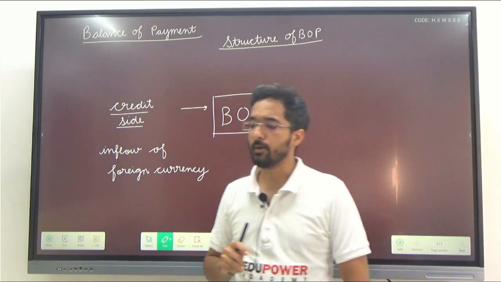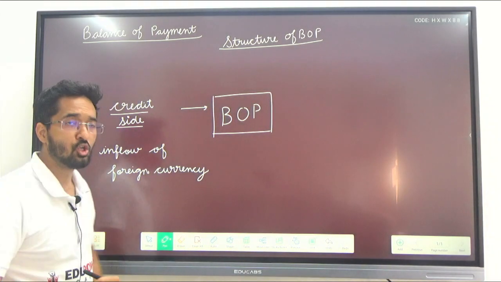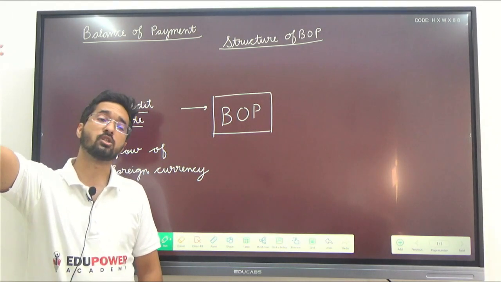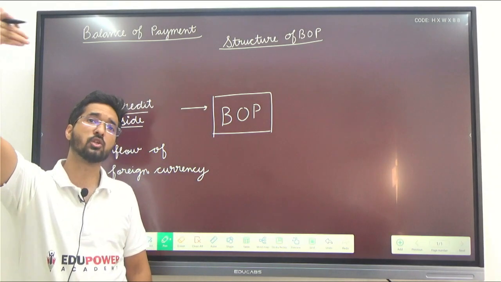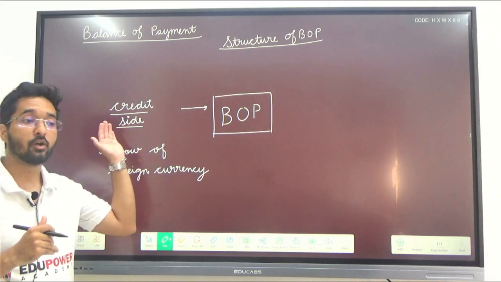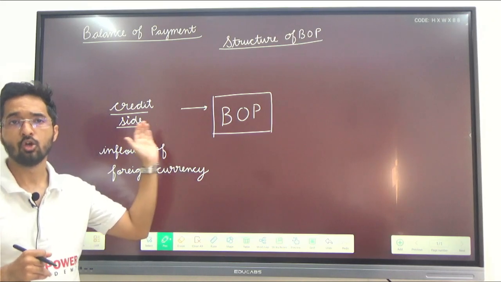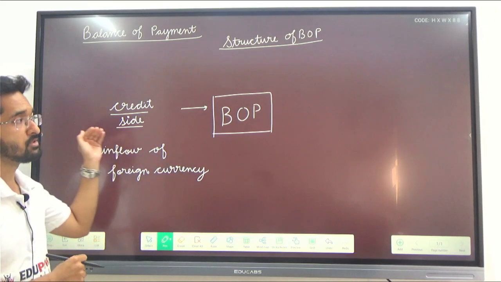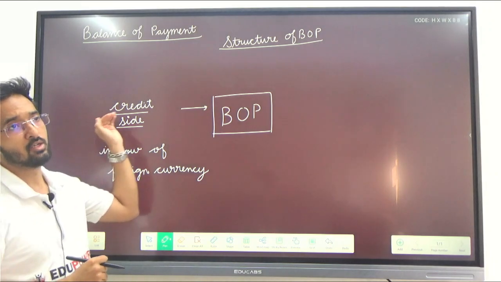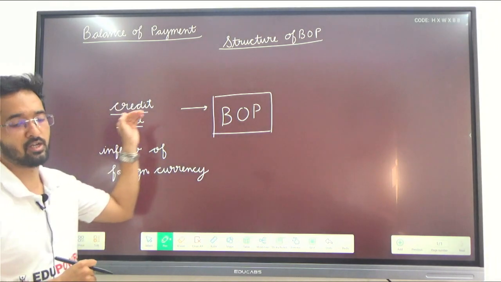Now what do you mean by credit side? Credit means inflow of the foreign currency. So whenever foreign currency comes to India, it will be registered on the credit side of the balance of payment. It will be registered on which side? On the credit side. Credit means aya, it has entered. Money has entered India. Foreign exchange has entered India.